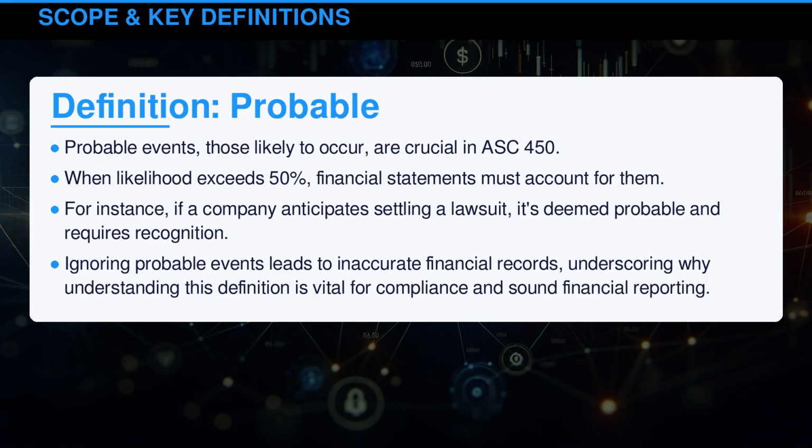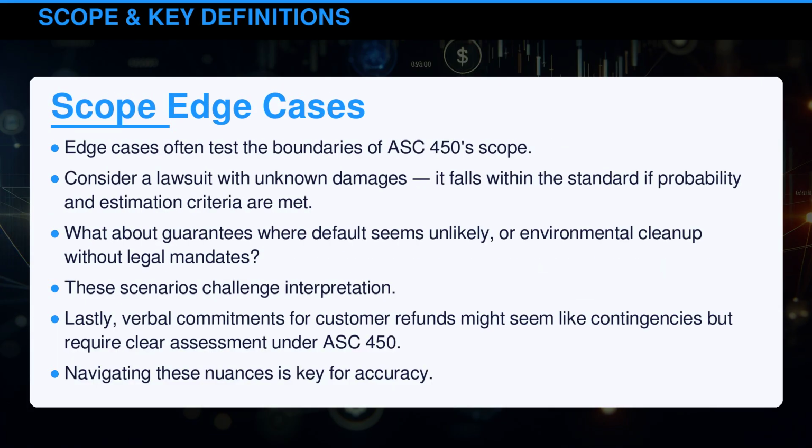reporting. Edge cases often test the boundaries of ASC 450's scope. Consider a lawsuit with unknown damages. It falls within the standard if probability and estimation criteria are met. What about guarantees where default seems unlikely, or environmental cleanup without legal mandates? These scenarios challenge interpretation. Lastly, verbal commitments for customer refunds might seem like contingencies, but require clear assessment under ASC 450. Navigating these nuances is key for accuracy.